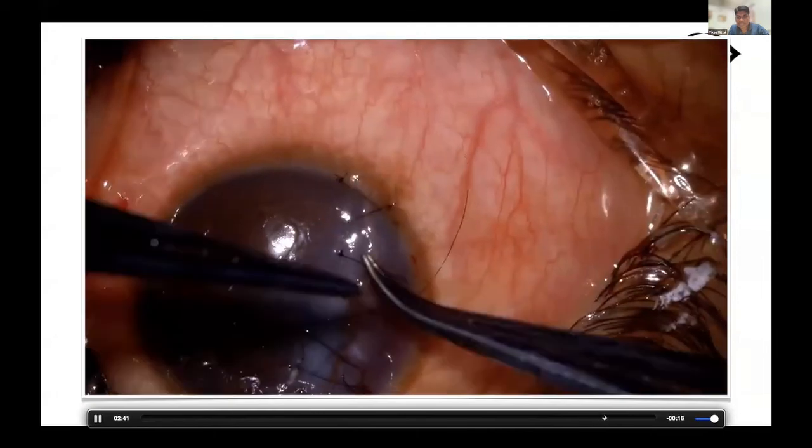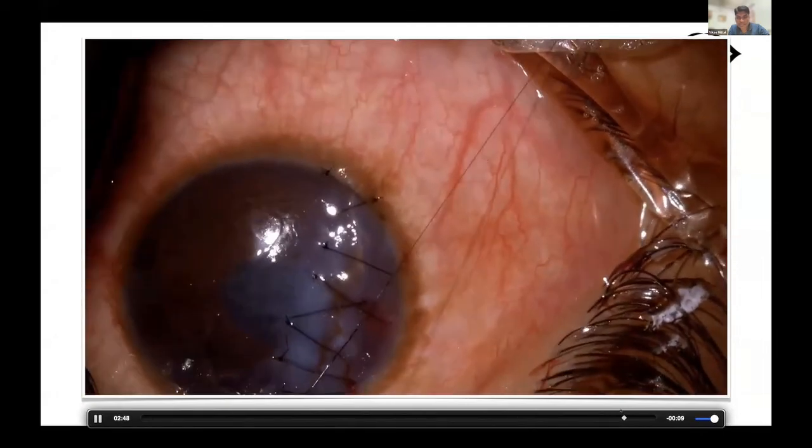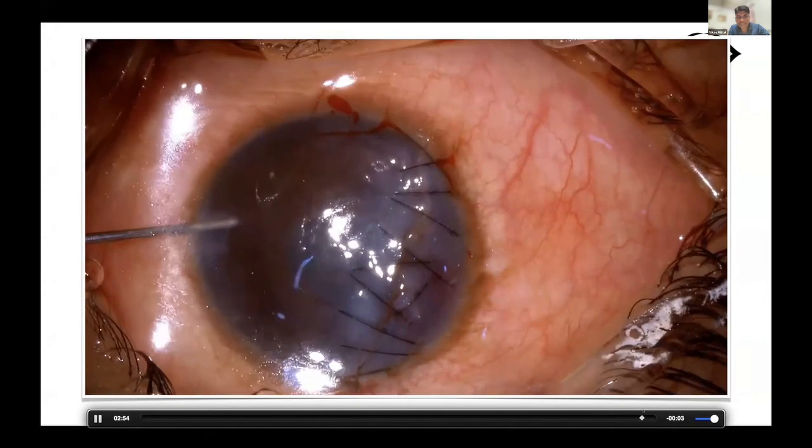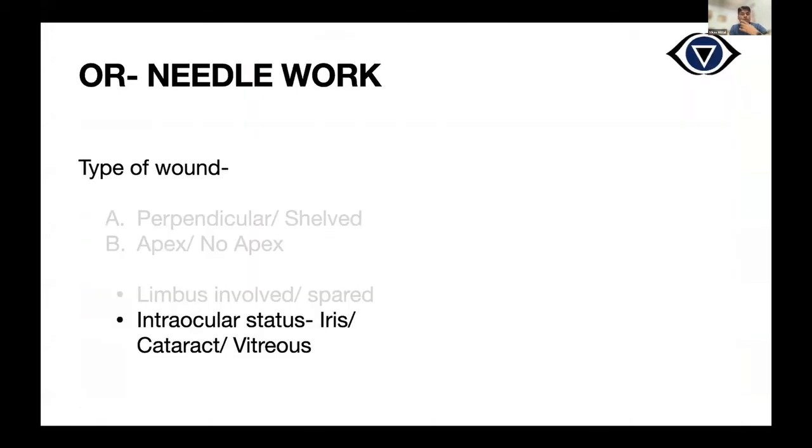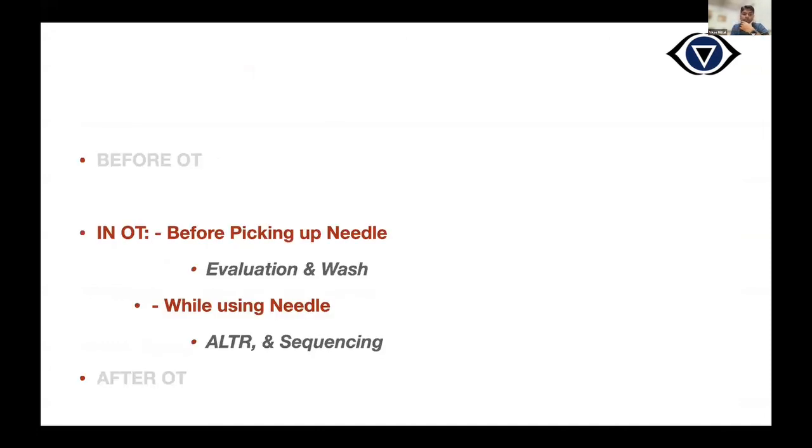So again, in case you feel later on there is some leak, you can always place some bandage contact lens and some glue. In this patient, I think we had used some glue in this area. As I've already explained about the intraocular things, these will be taken care of later. If there's vitreous, go ahead and do the vitrectomy. So now we know in the OT, before picking up the needle, you need to evaluate, need to wash, and while doing the suturing, what are the ALTR and what is the sequence of suturing. Once suturing is done and the visco wash is done, the patient is out.